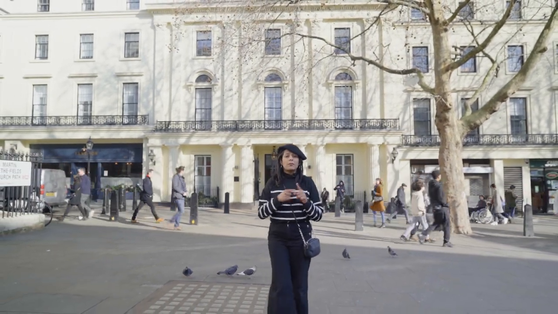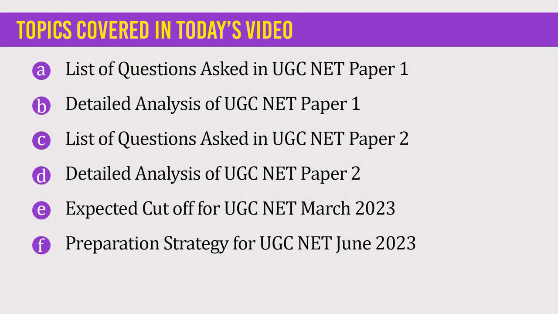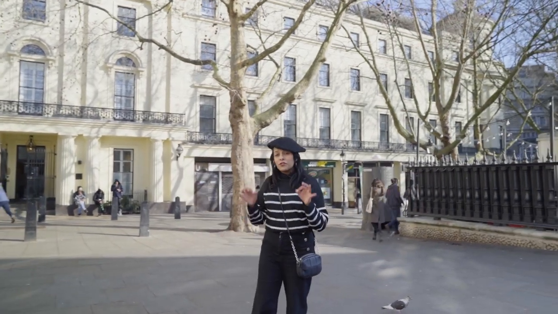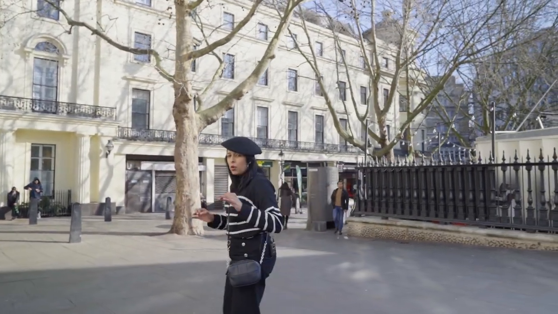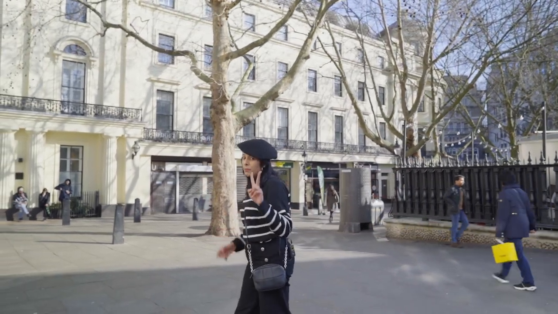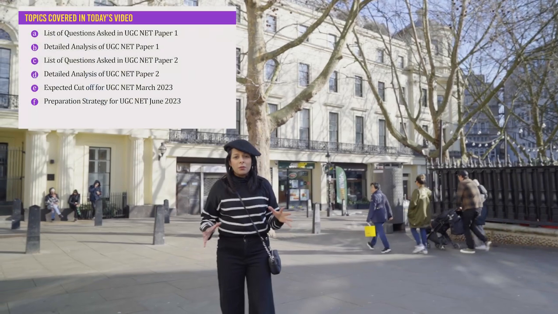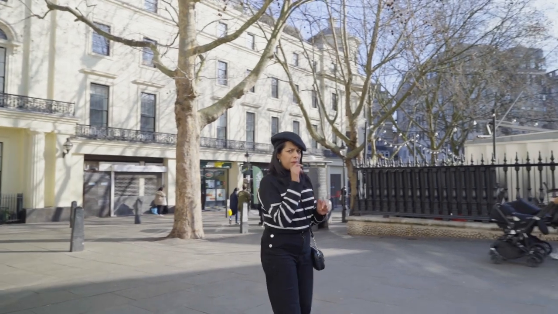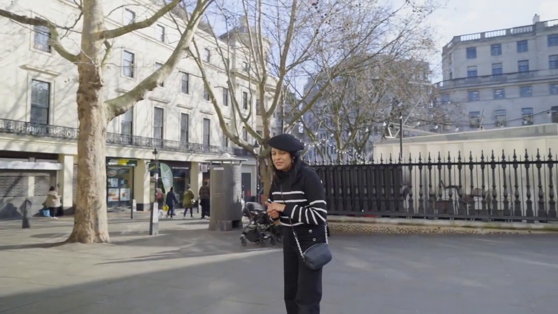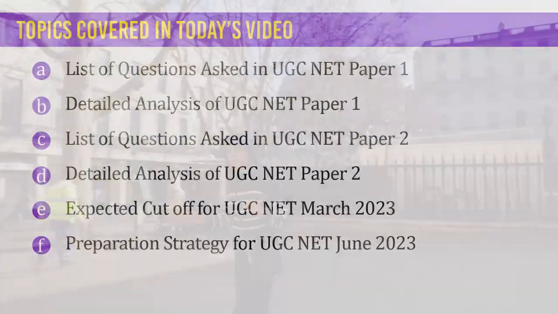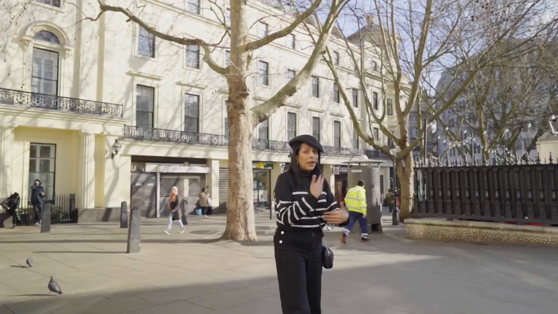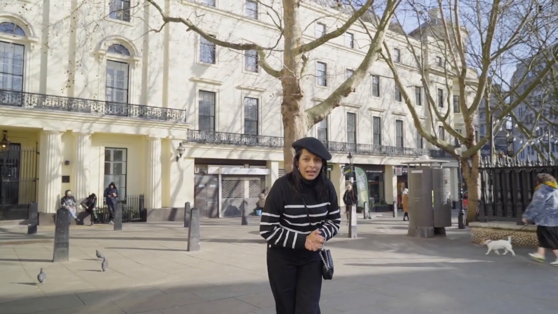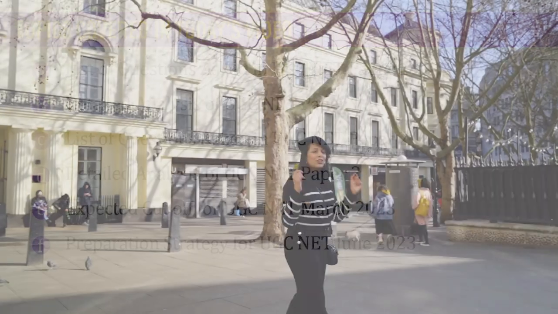First, I'm going to share my critical insight of what kind of questions were asked in paper 1. Second, I'm going to talk about the paper pattern of UGC NET paper 1. Third, we'll do a discussion on questions asked in paper 2 English. Fourth, I'm going to talk about UGC NET paper 2 pattern and discuss how was this paper different or similar to the previous year papers. Fifth, I'm going to throw some light on the expected cutoff that I feel will come after looking at and analyzing the papers. And lastly, we will be discussing preparation strategy for the upcoming June exam.